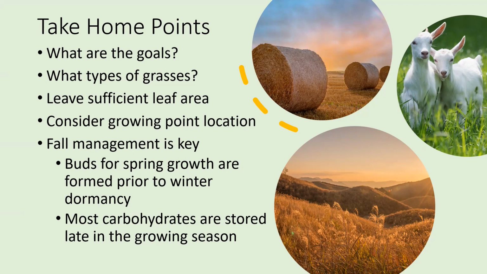We want to make sure we leave sufficient leaf area after defoliating grasses so that they can regrow quickly and that we don't harmfully affect the soil. Consider the growing point location when you do decide to defoliate. Fall management is key. Those buds for spring growth are formed prior to winter dormancy, so it's important to let those grasses get a little bit of growth at that point. Also, the grasses are really pushing carbohydrates down into their roots and crowns to store for the next great growing season.